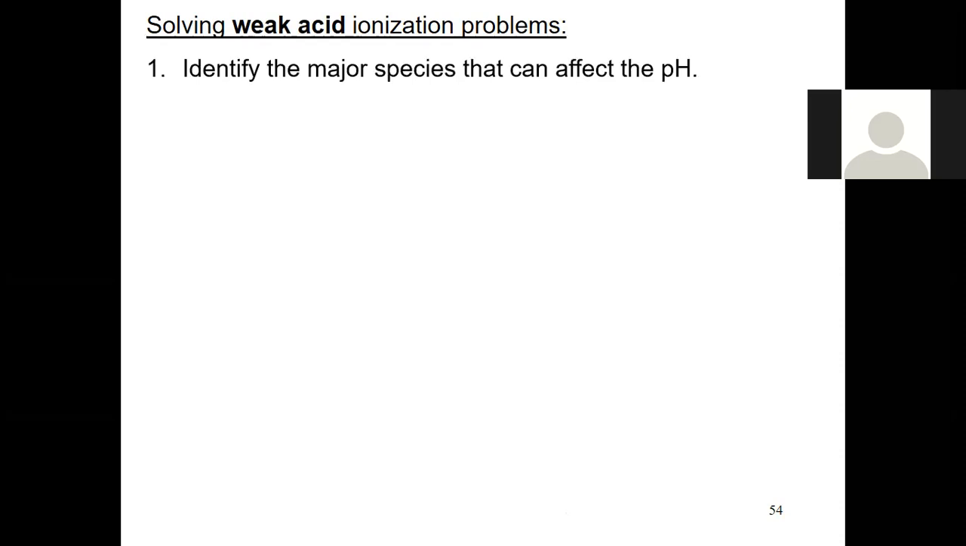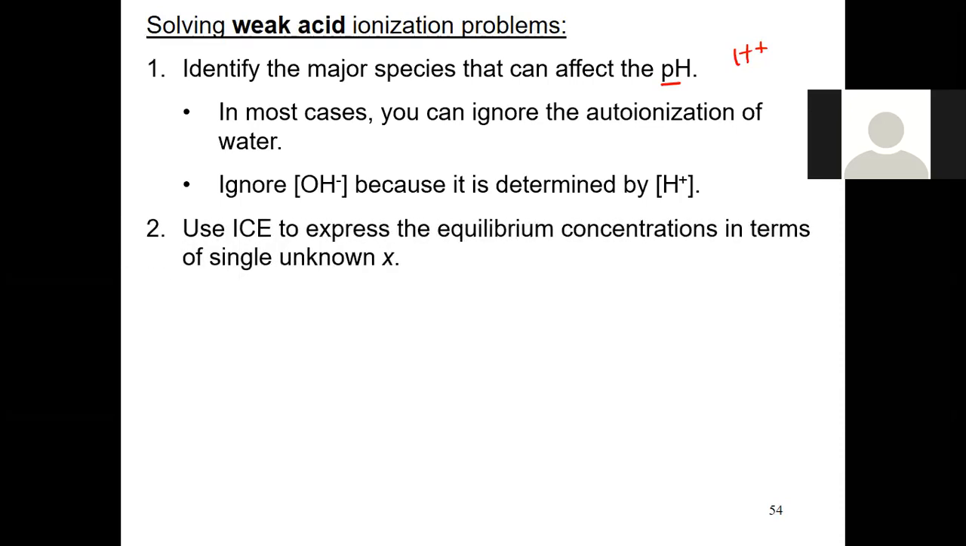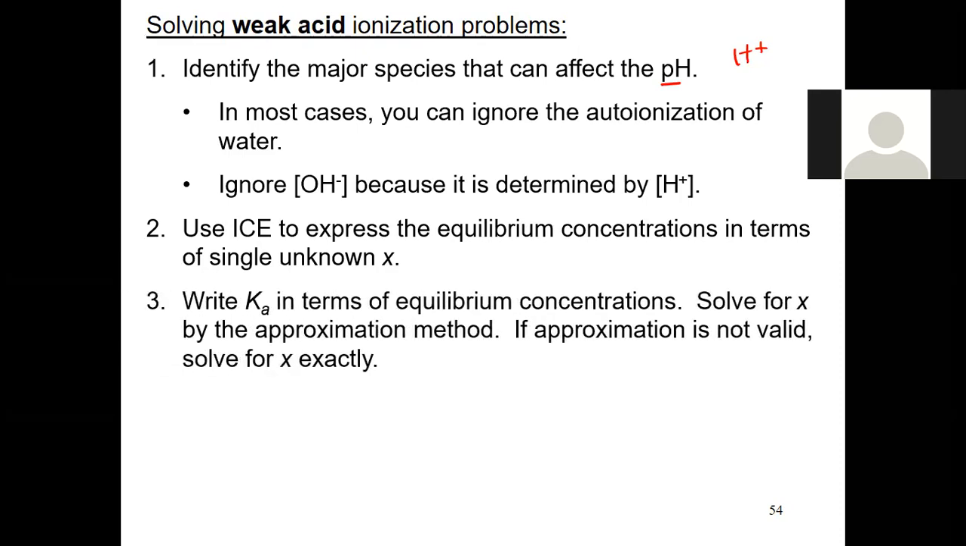So, we can identify the major species that can affect the pH. Most likely it's just H plus. In most cases, you can ignore the auto-ionization of water. You can ignore the OH minus because it's determined by H plus. Tapos, gagamit tayo ng ICE equation to express the equilibrium concentration in terms of the single unknown X. So, meron tayong minus X tsaka plus X. We write the Ka in terms of the equilibrium concentration.